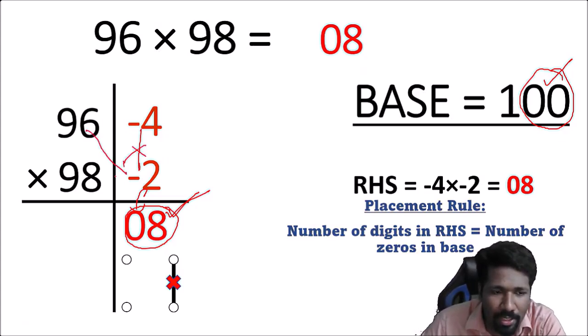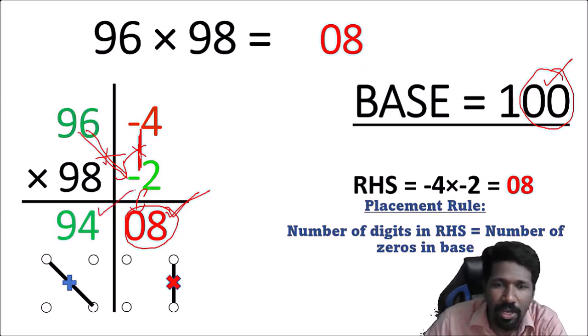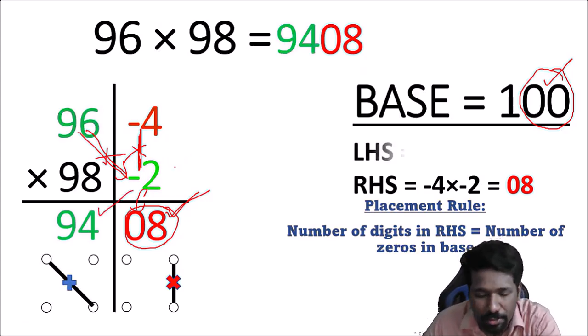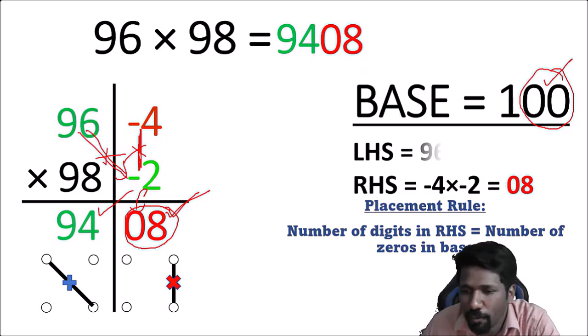So vertical multiplication is done. Then crisscross addition. Crisscross addition means 96 minus 2. 96 minus 2 is what? 94. So that is the left hand side. So 9408 is the answer.